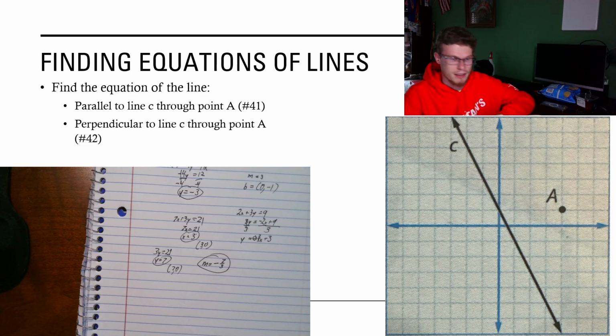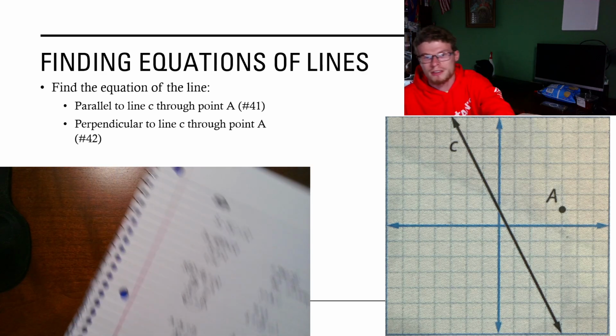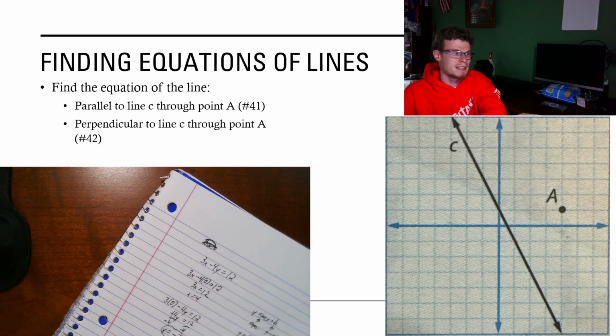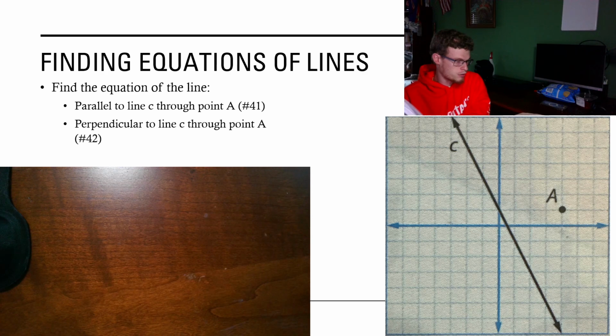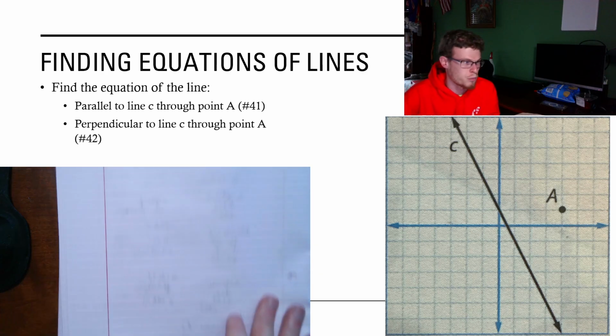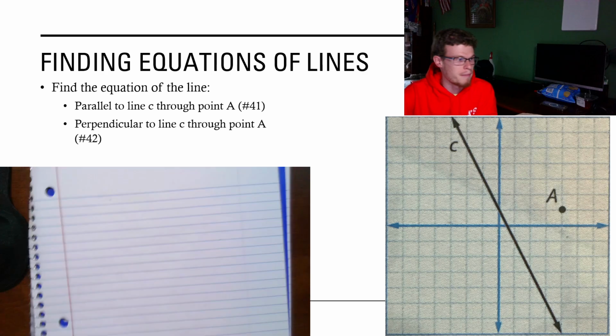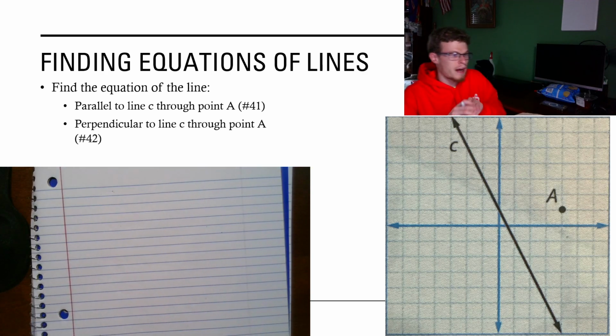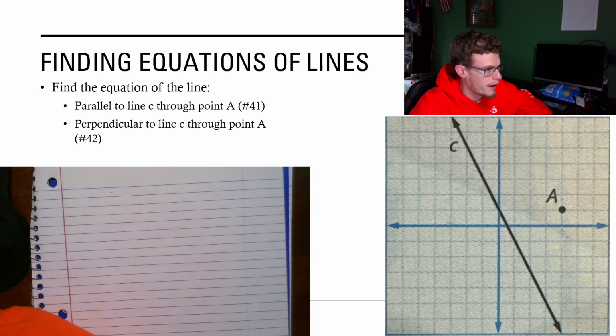Finding equations of lines. Okay? You do need to be able to do this, so we're going to go through the process in a little bit of detail. All right? How to find equations of lines. I think I gave you guys one of these when I signed it. But you see this graph right here on the bottom right-hand corner. All right? Now, what you're doing here is you're looking to find the equation of the line parallel to C through point A.